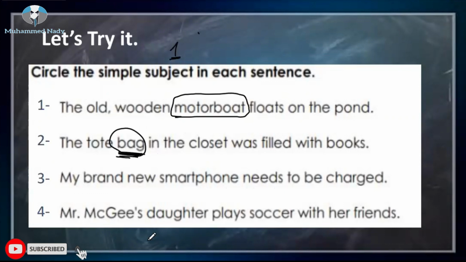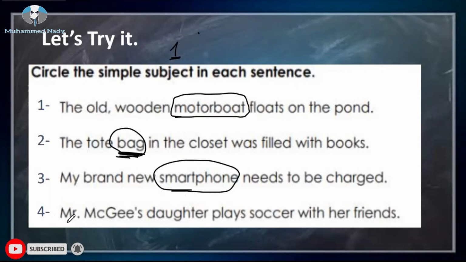Now, if you look at question 3, my brand new smartphone needs to be charged. Okay, so what's the simple subject in this sentence? I'm not going to say anything. Very good. I hear you say the correct answer, and the simple subject here is smartphone. Why? Because this sentence is talking about smartphone. My brand new smartphone needs to be charged.